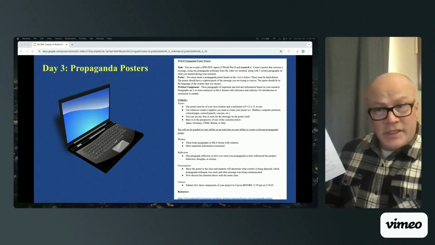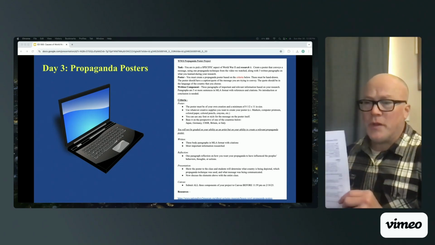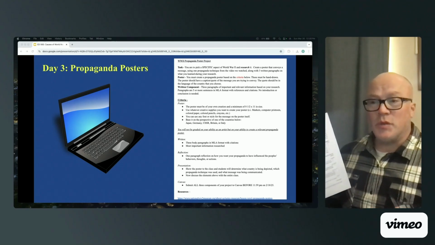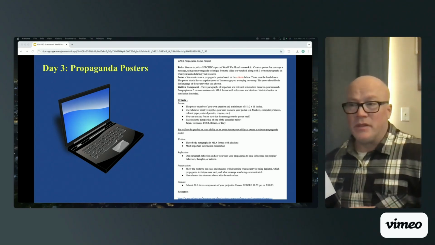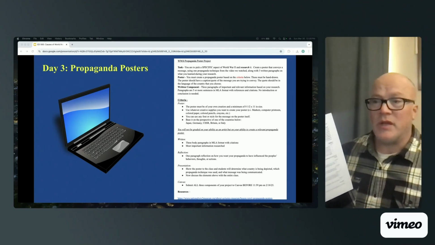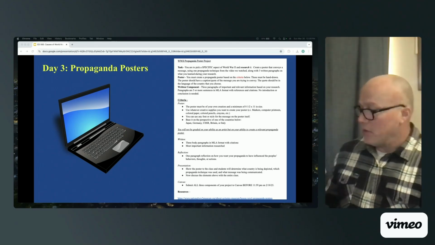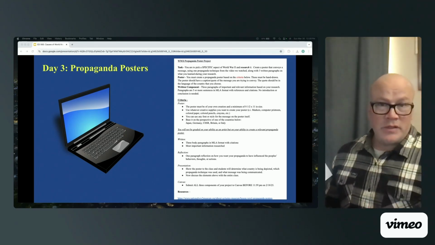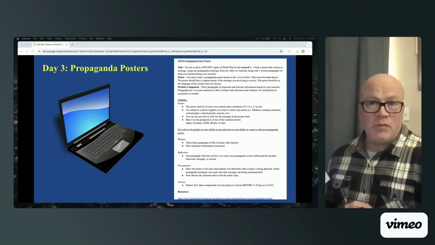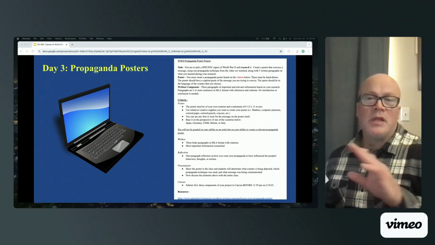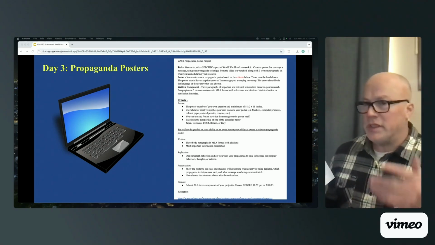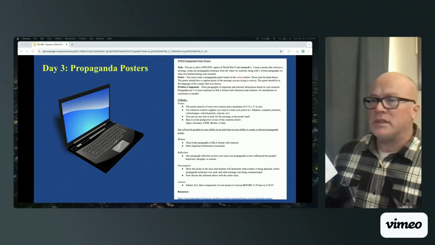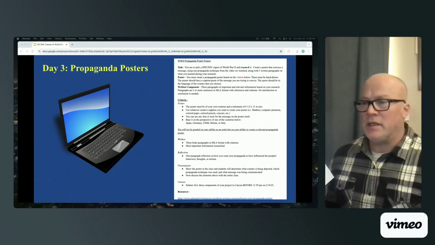Then the presentation. You're going to show the poster to the class, and the students will determine what country is being depicted, which propaganda technique was used, and what message was being communicated, okay? And then after you guys are done guessing, the student presenting will be able to say whether you were right or wrong, and then let us know what the country is, what the propaganda technique was, and what the message was that was being communicated.